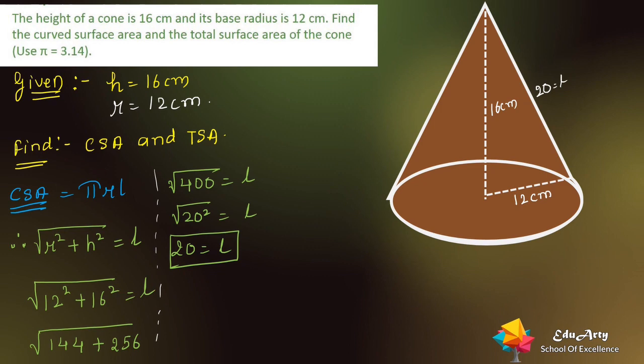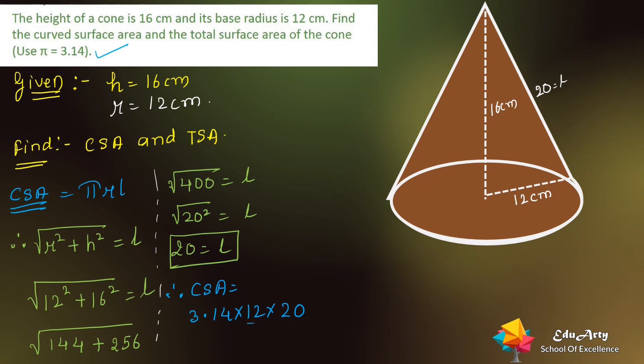So now for CSA, therefore CSA is equal to, what will you do here? You will say pi RL. Pi RL formula we already put, so just directly put the values here. Now see, they haven't given us any value for pi. They have given us the value specifically. They have mentioned here that it is 3.14. So pi will be 3.14 into R is 12 and into L is 20.